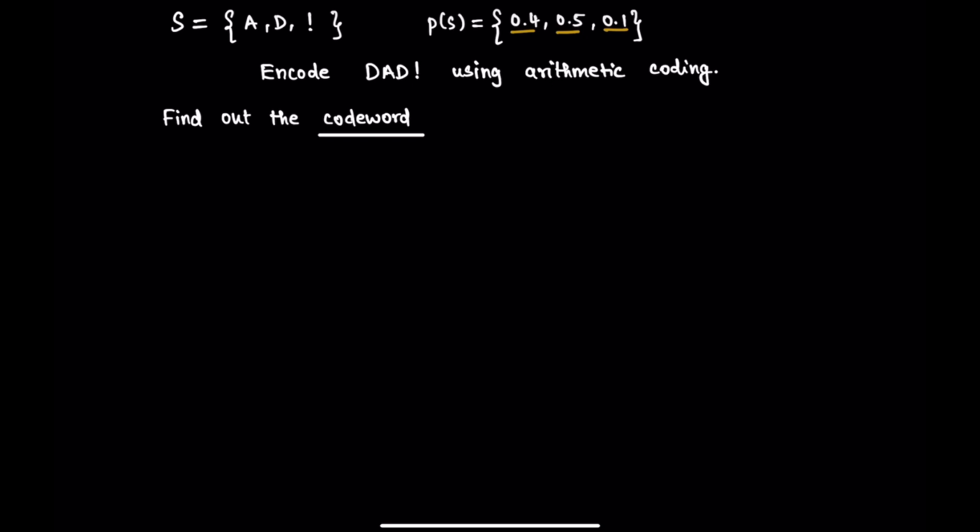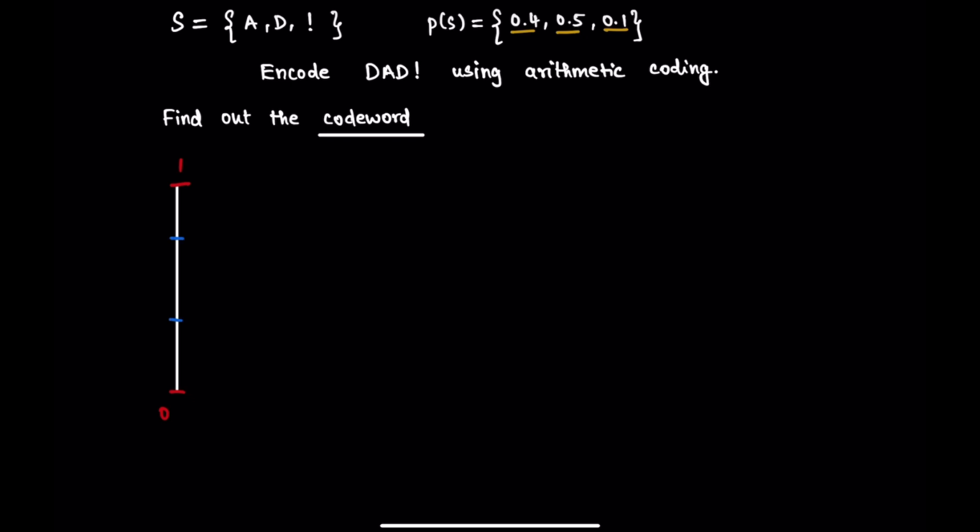We are trying to find a code word which corresponds to this message. Now in the first step, I want you to draw a line like this. Denote the upper level as 1 and the lower level as 0. Since we have three symbols used here, which are A, D and the exclamation mark, we will subdivide this line into three blocks.